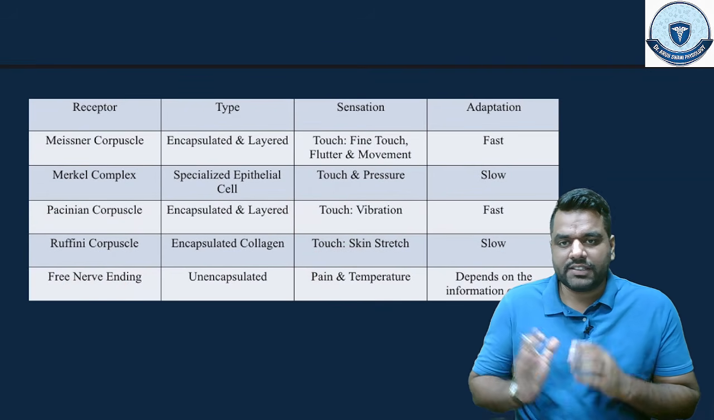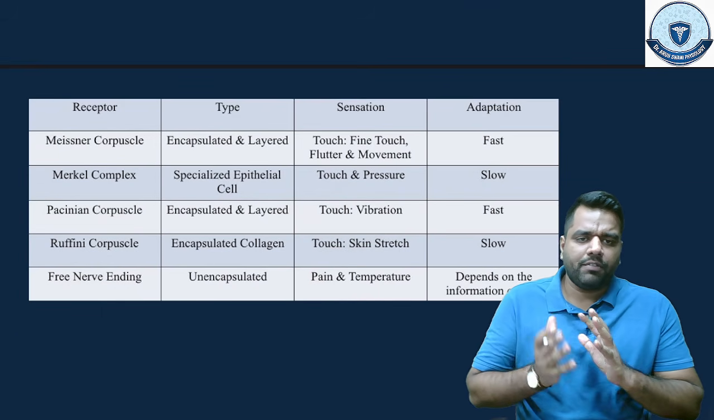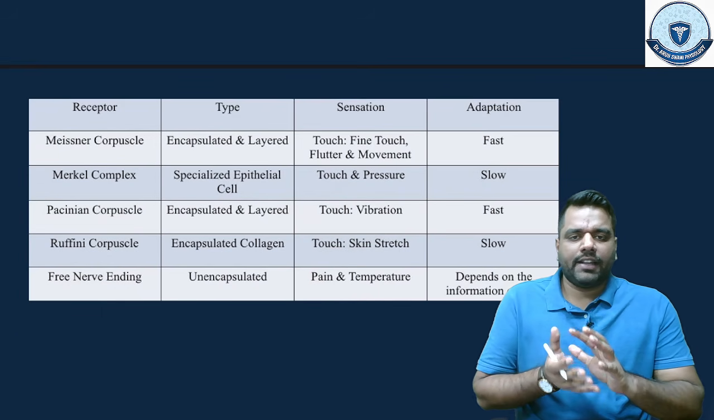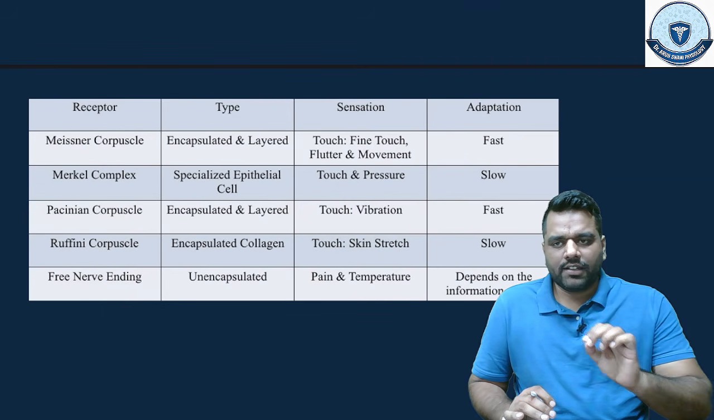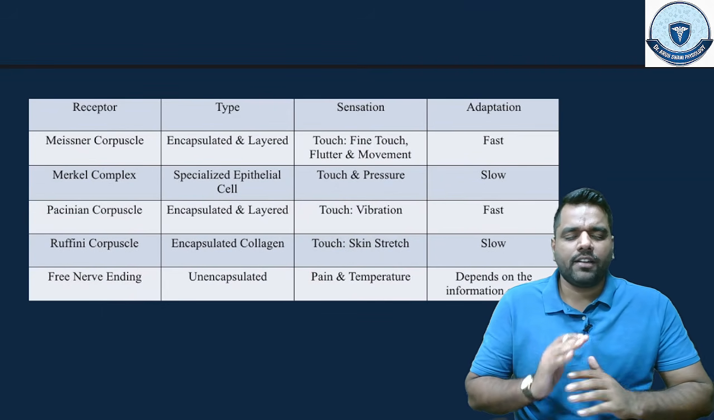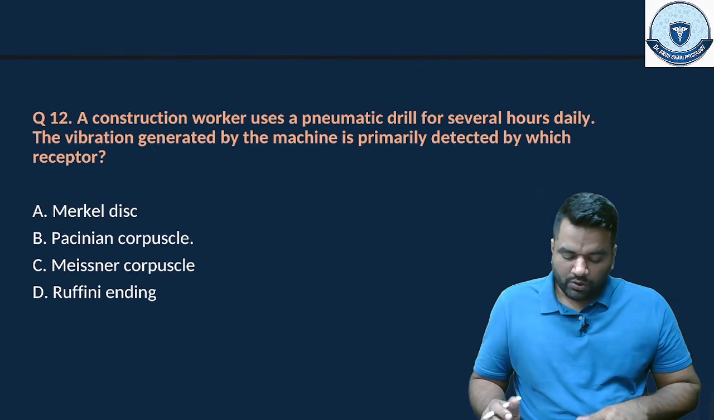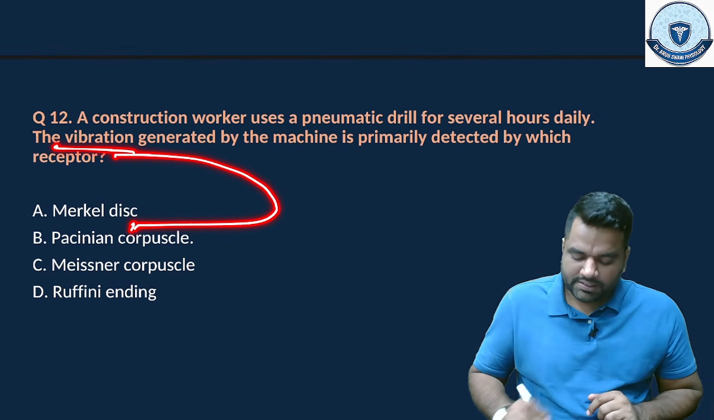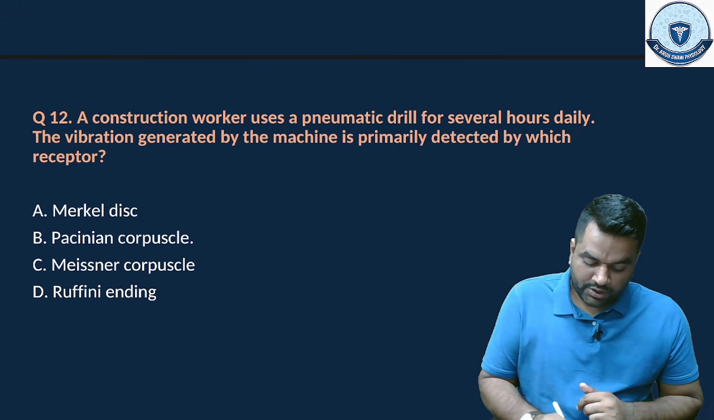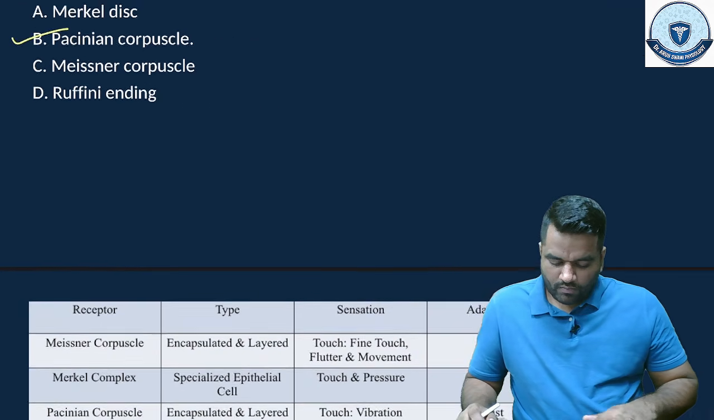Pain and temperature. So this is a very important table, guys. You have to remember. They can ask you in a complex way, like what is the true statement regarding Meissner corpuscle or Merkel disc or Pacinian or Ruffini, in a different manner from this topic, right? So vibration is generally detected by the Pacinian corpuscle. So the right answer of this question is B, Pacinian corpuscle.